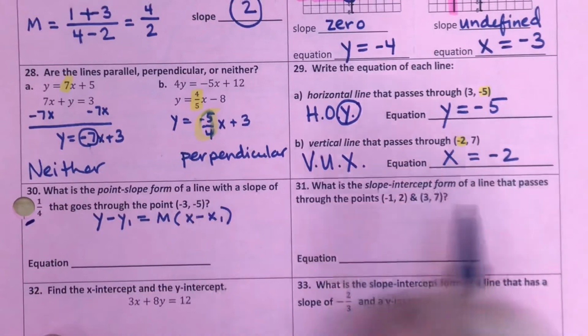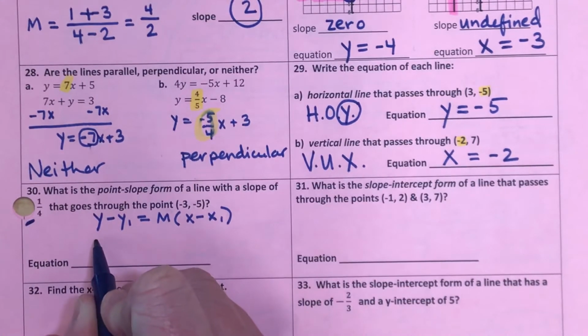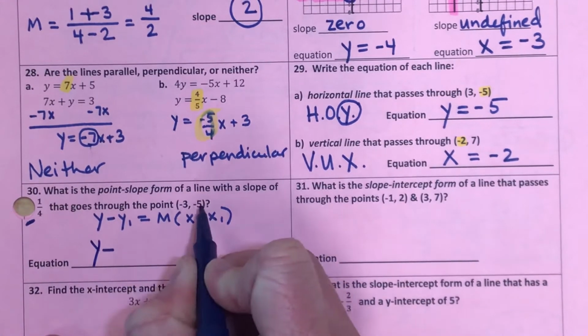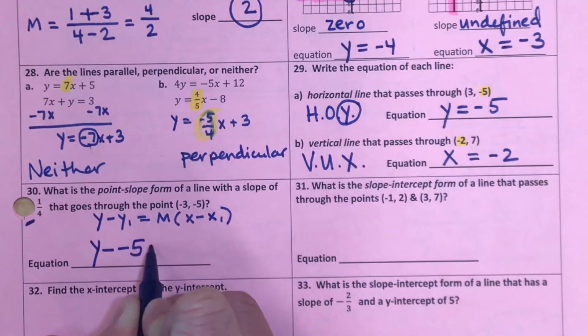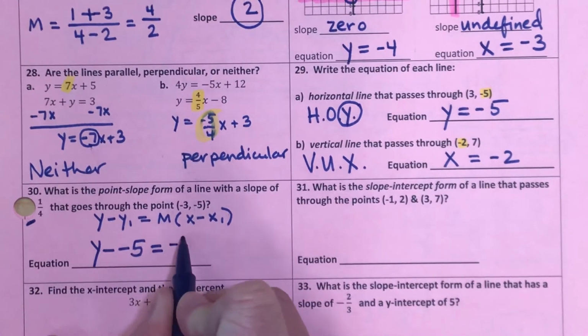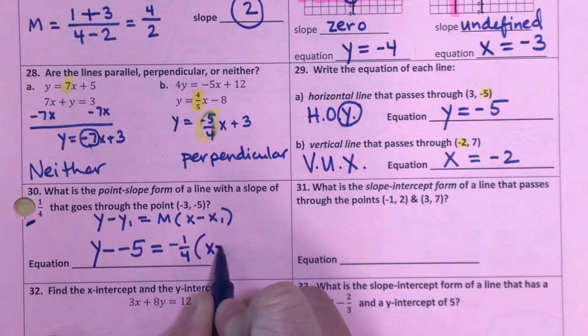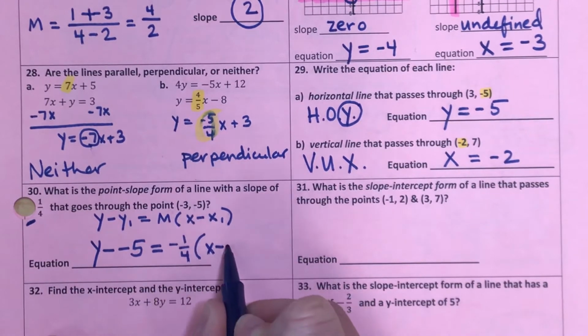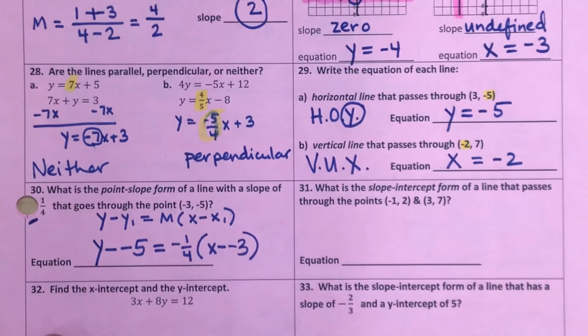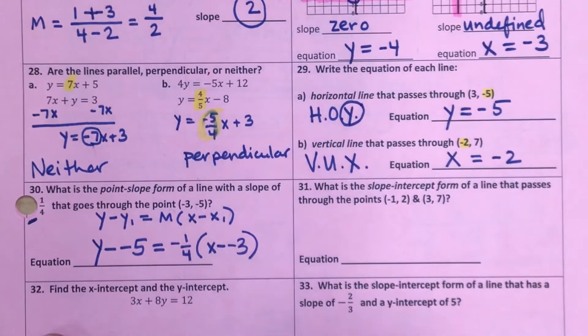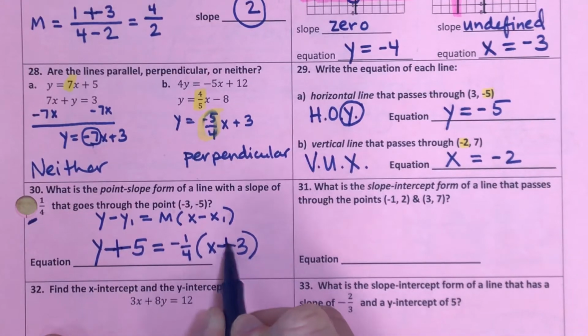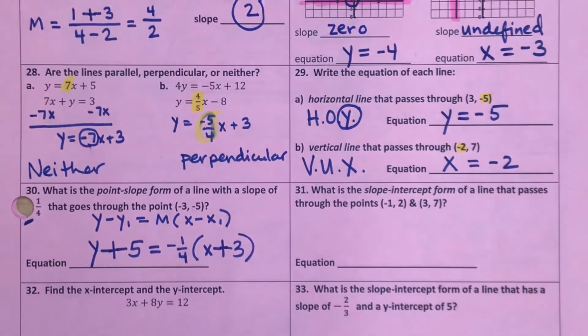So unfortunately that hole punch got us here. But y minus the y value of -5 is equal to my slope, which should have been -1/4. And now in parentheses, x minus an x value from my point of -3. Now the final thing that I'm going to do to simplify would be make my subtracting a negative plus signs. And that's it. That's your point slope form, and now you're done.